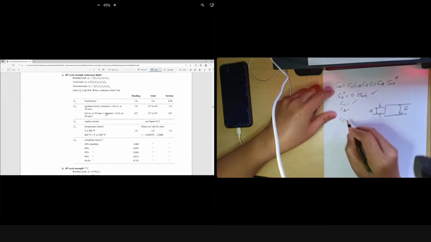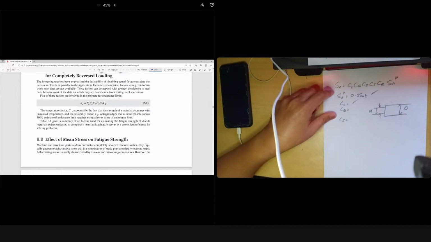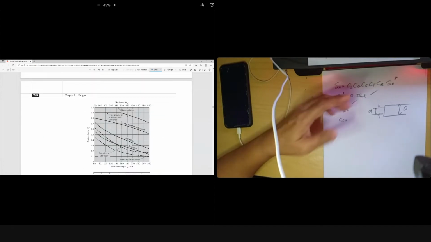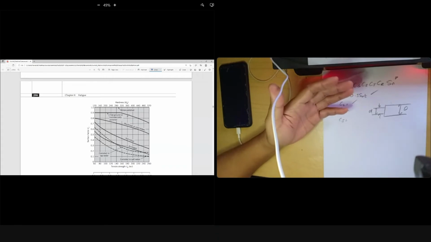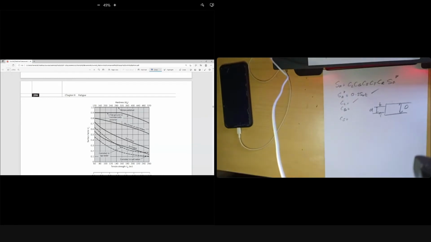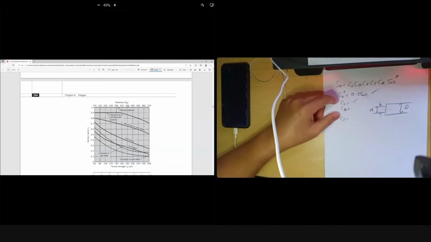Your CS, surface factor. Where is the surface factor? Normally for a shaft, you read the question. Sometimes in previous year questions, the shaft is polished. Be careful. The shaft is ground. The shaft is raw. If polished, you use the straight line. If ground, you use the second line. But normally the shaft is machined. Read the question. Normally the shaft is machined.